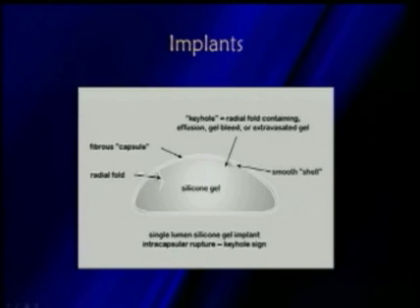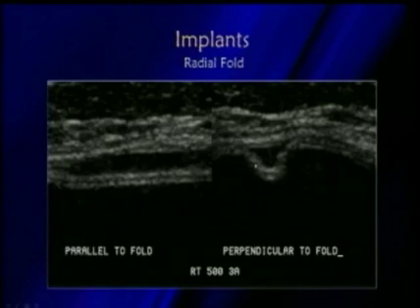You can also get these little keyhole radial folds, and we still are going to see that echogenic fibrous capsule in looking at these patients. So this is seeing a radial fold. This is why it's very important when you see these to scan perpendicular to the fold and parallel to it, but this is just a radial fold that we're getting within the implant. So different things that we can see on ultrasound.